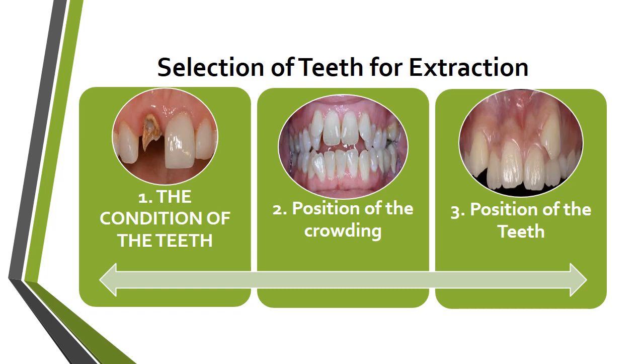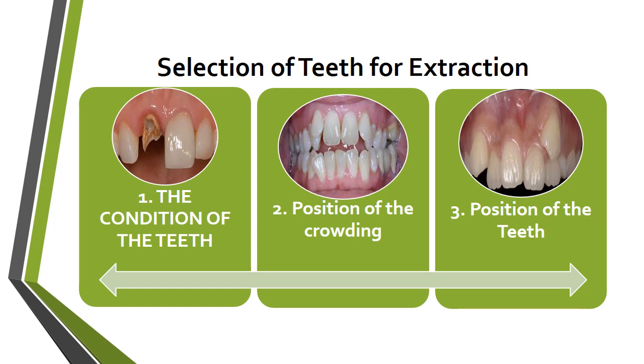Usually we prefer to extract the first premolars for the relief of the crowding, as they are positioned in the center of each quadrant. So the extraction space can be used for the relief of the crowding in both the anterior and the posterior segments. The third factor is the position of the teeth.